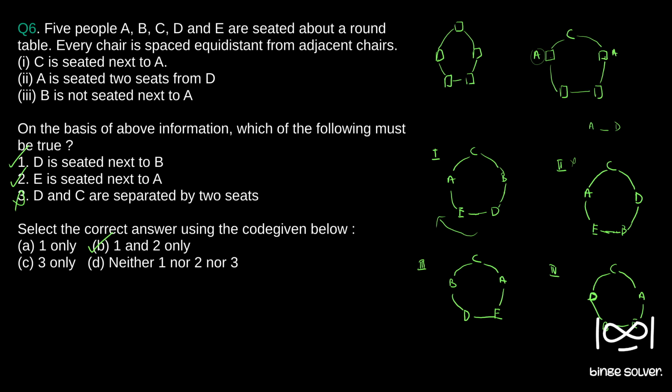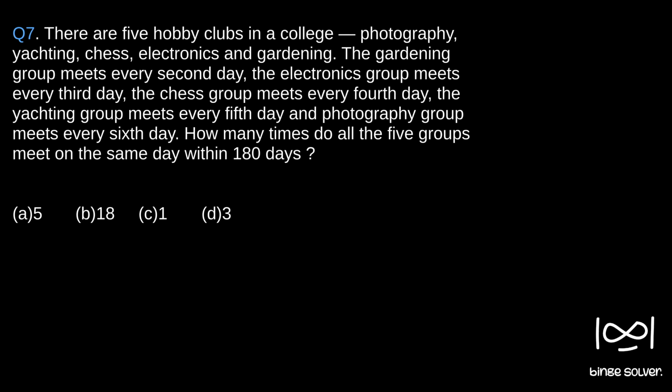Next question, question 7. There are 5 hobby clubs in a college: photography, yachting, chess, electronics, and gardening. The gardening group meets every second day, the electronics group meets every third day, the chess group meets every fourth day, the yachting group meets every fifth day, and the photography group meets every sixth day. How many times do all the 5 groups meet on the same day within 180 days?